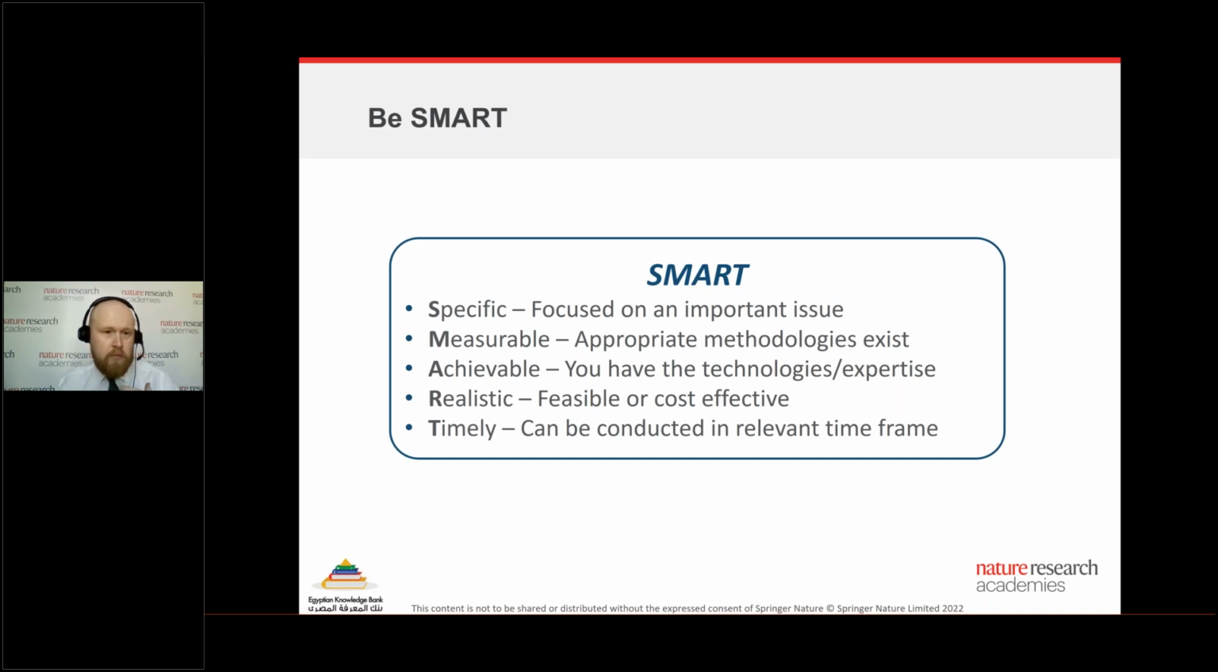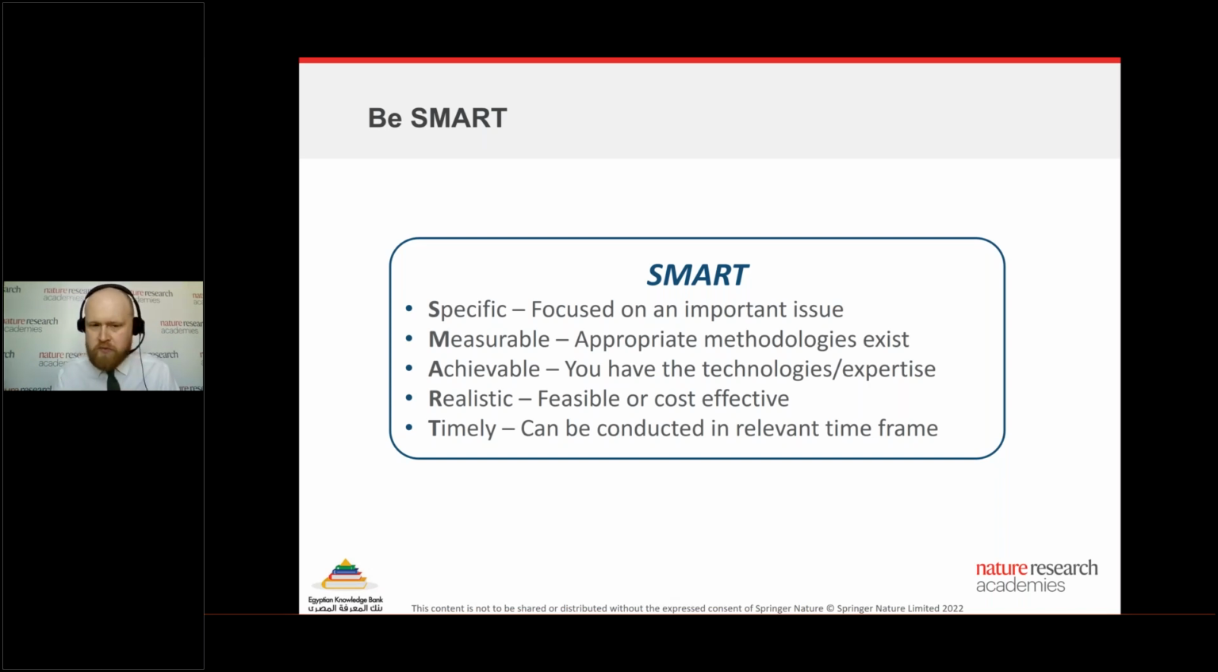But we also want our objectives to be measurable. Do the appropriate methodologies actually exist for us to address the research question? Are the objectives achievable? Do you have the expertise? Do you already have the skills required to implement your objectives? Do you have the resources and technology? Realistic. Are your objectives feasible? In other words, are you going to be able to implement your objectives in a suitable time frame?